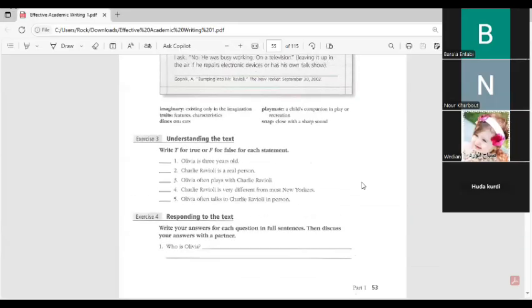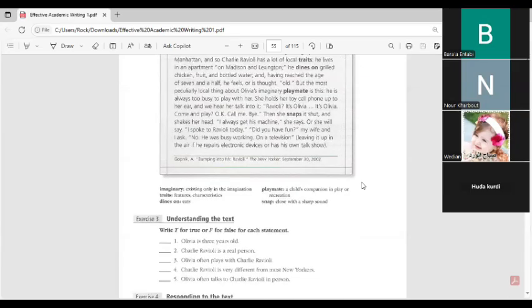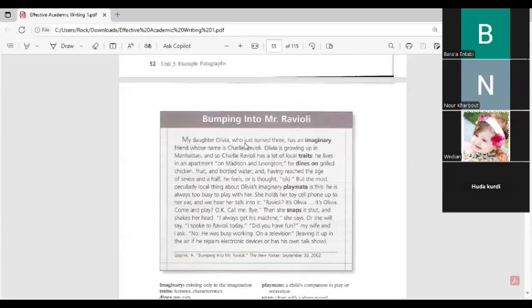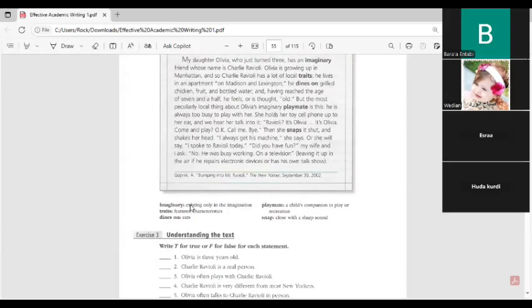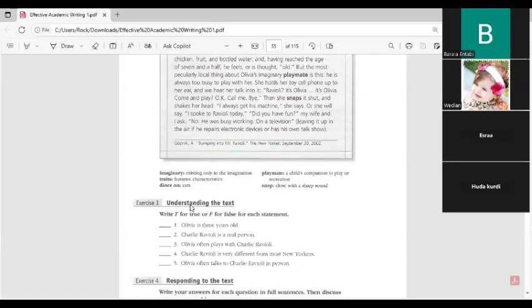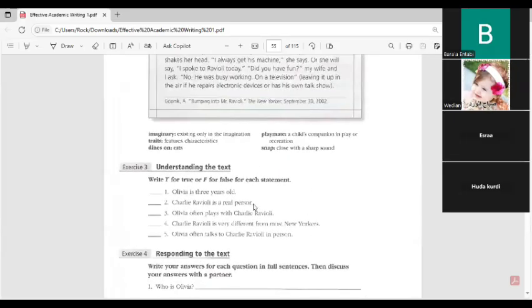Not true, false. Why? Olivia is 3 years old. Olivia has just turned 3. It's true. Ravioli is 7.5 years. Okay. So it's true. Yes. Number 2.